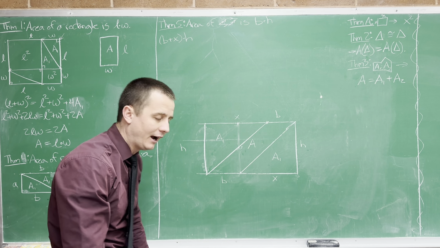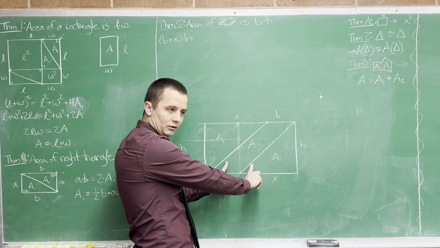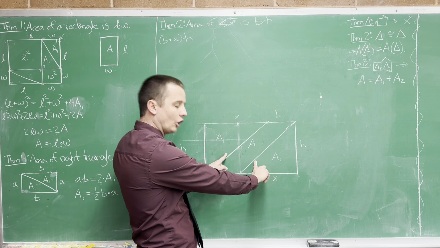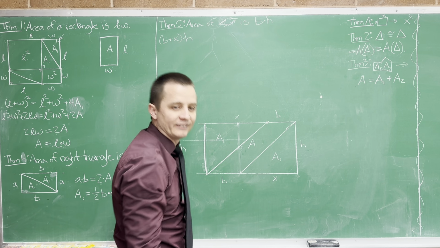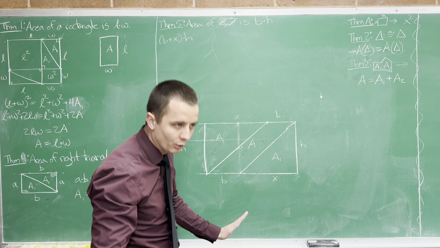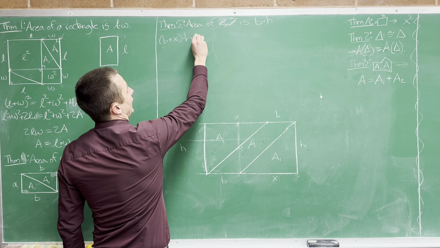How do I know side, side, side? We already proved that the opposite sides of a parallelogram are congruent. So I know this side is congruent to this side because they're opposite sides of a parallelogram. Those are the same length. Those are the same length. So by side, side, side, they're congruent. Two ways you could have seen it. Both are fine.